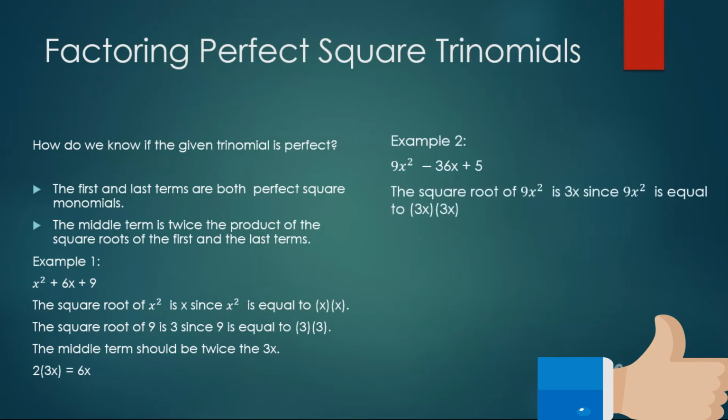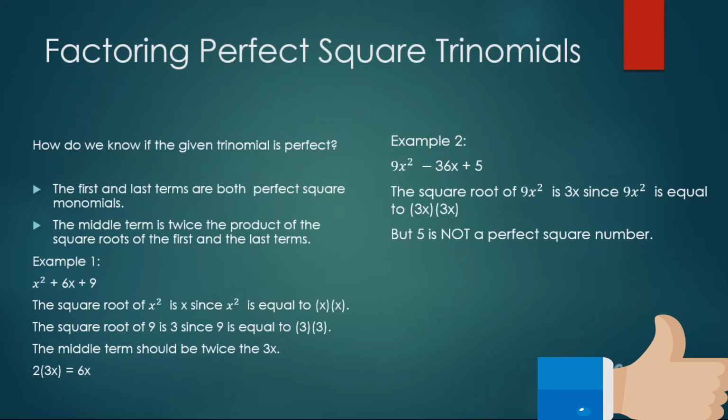Try naman po natin yung ating example number 2. 9x squared minus 36x plus 5. The square root of 9x squared is 3x. Bakit po? Kasi 3x times 3x is 9x squared. But 5 is not a perfect square number.